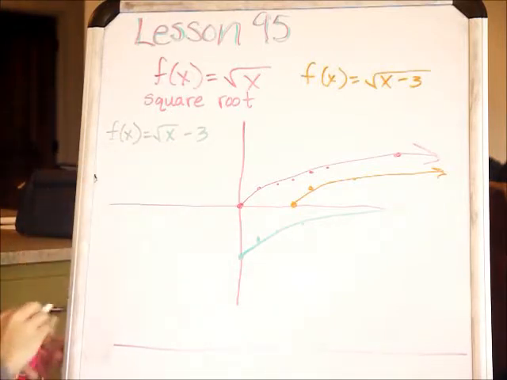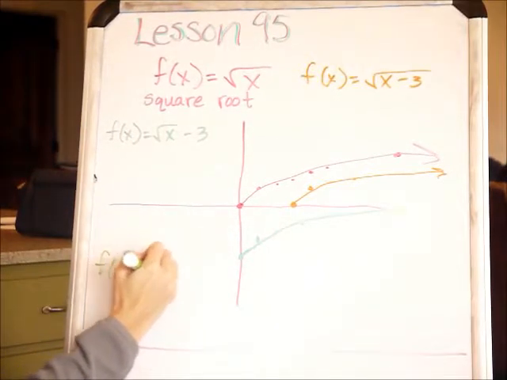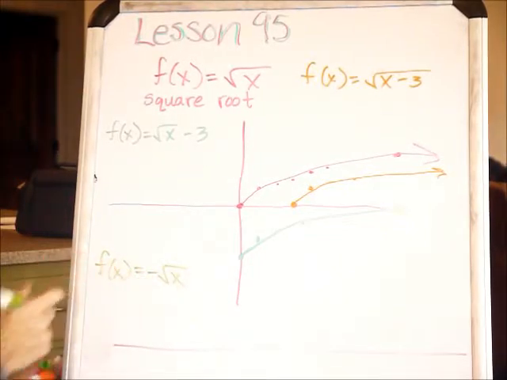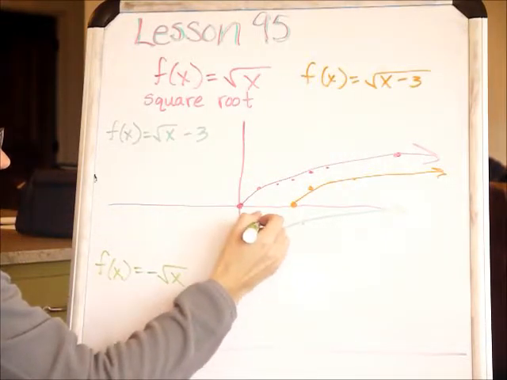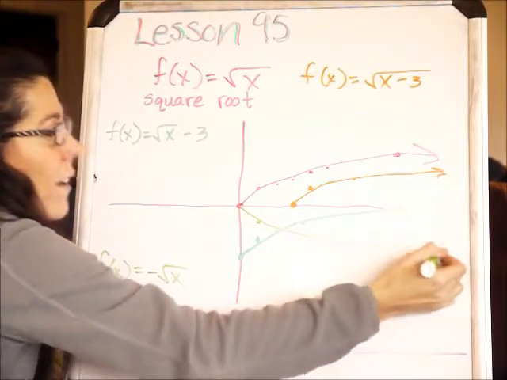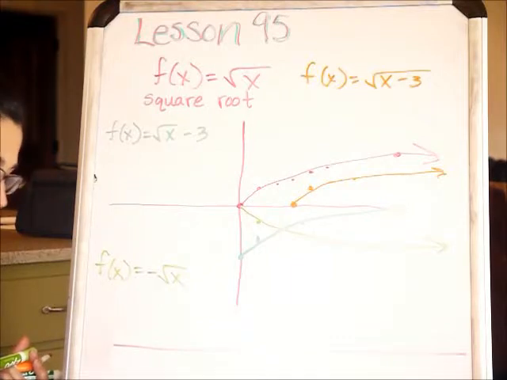What if we had our other one, f of x equals negative square root of x. Not negative in here, but negative on the outside. Flip it. Flip the parent. Remember the parent? It goes like this. This curve goes downwards, like that. Okay. Pretty cool. Looks like the right half of an alligator.